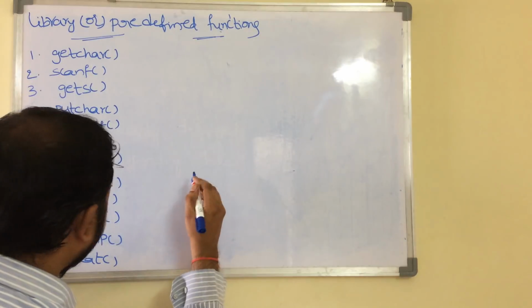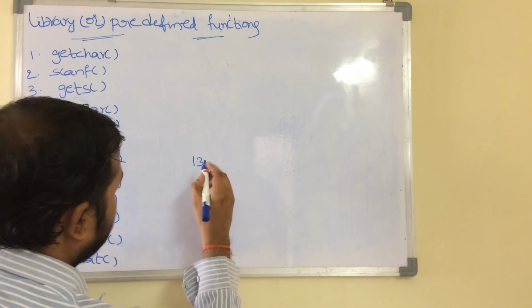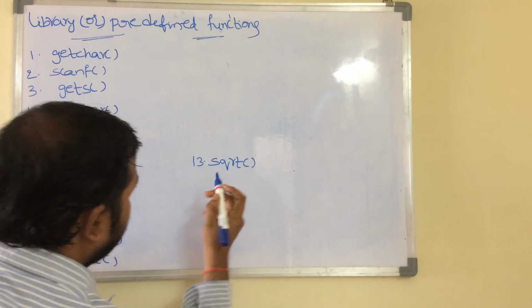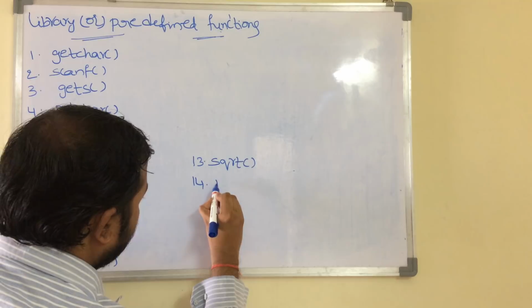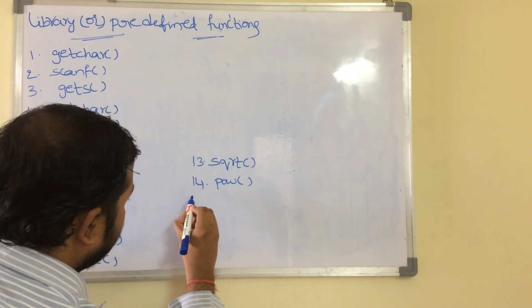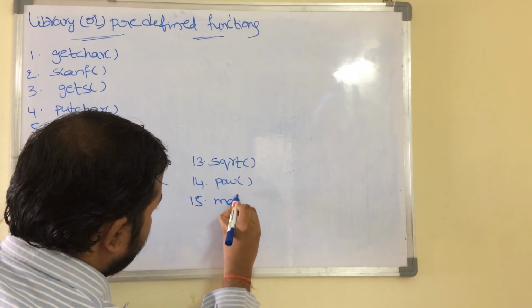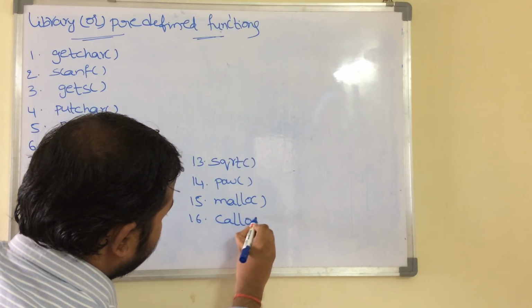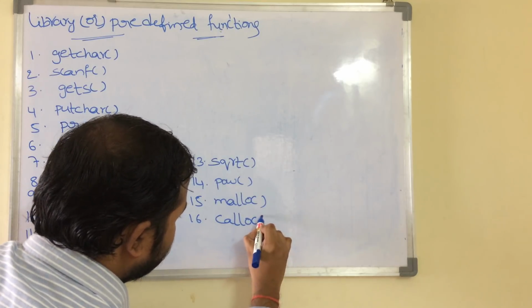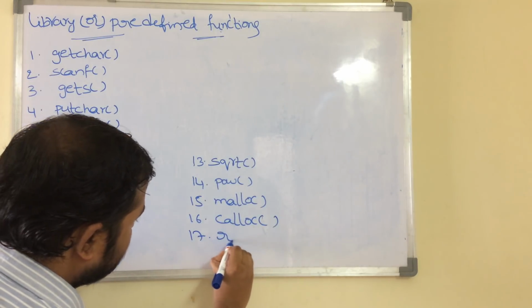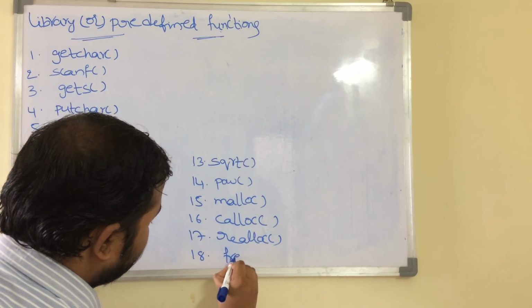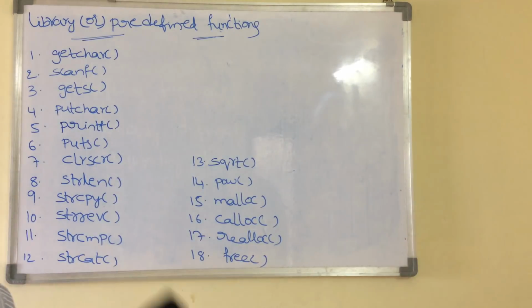So next one, sqrt function. Next one, pow function. Next one, malloc function. Next one, calloc function. Next one, realloc function. Next one, free function. So likewise we have several library functions.